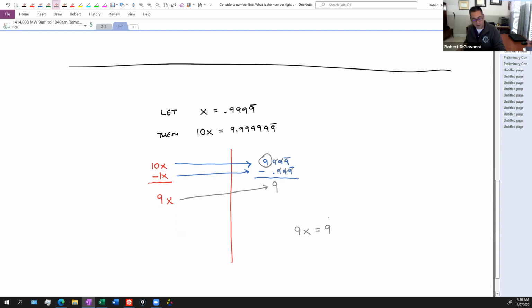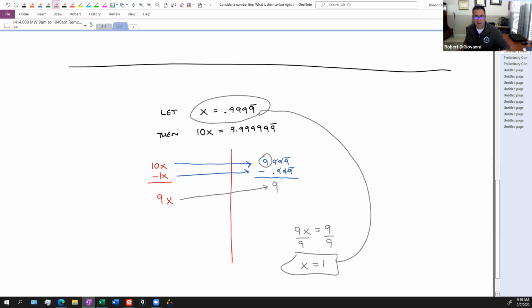And now if you divide both sides by 9, you get x must be 1. But wait a minute, we said x was 0.999 forever. So we started out by saying x was 0.999. We used just algebra to show that x has to be 1, which means that those are the same numbers, which is like, whoa, what? Okay, I mean, that should be weird. It is.